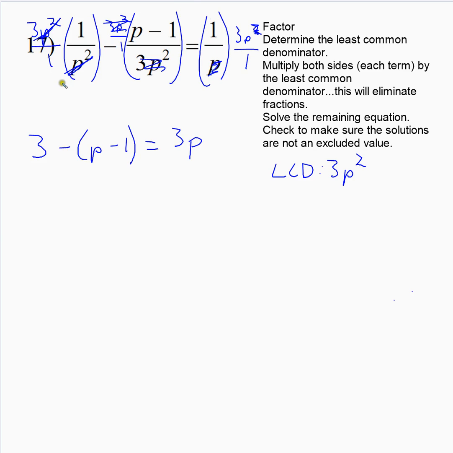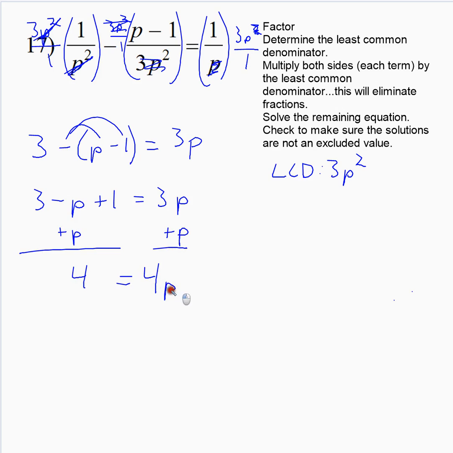So we had a complicated one with fractions, and by multiplying by the least common denominator, it's a lot easier to work with. So we distribute this negative. We get 3 minus p plus 1 is equal to 3p. 3 plus 1 is 4, and we're going to go ahead and add p to both sides. And so we have 4 equals 4p. Dividing both sides by 4, we get p is equal to 1.